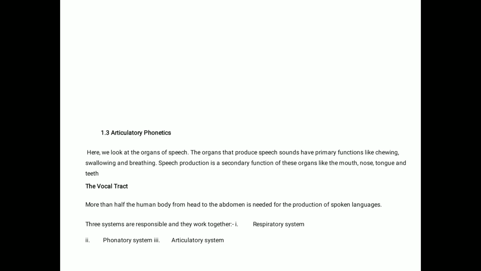The vocal tract takes up more than half the human body, from the head to the abdomen. We have three systems that are responsible, and they work together. The first system is the respiratory system, which includes the lungs and the muscles. After that, we have the phonatory system and the articulatory system. These three are examples of the vocal tract: the respiratory system, the phonatory system, and the articulatory system.